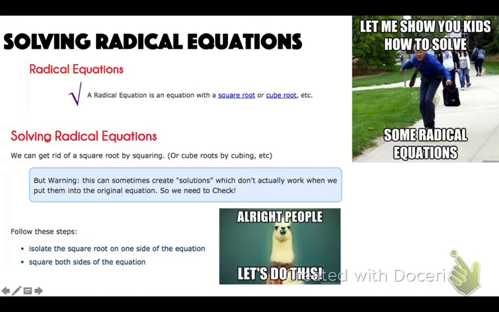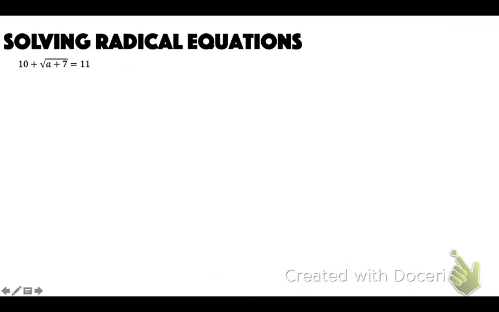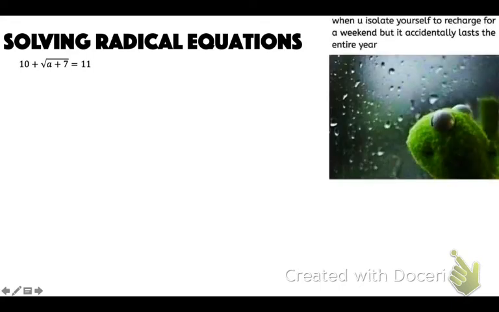Okay? Let's do this. So the first thing we have to do here, we have 10 plus the square root of a plus 7 equals 11. We have to isolate the square root.